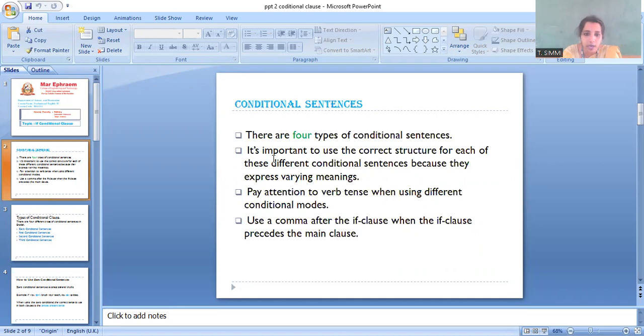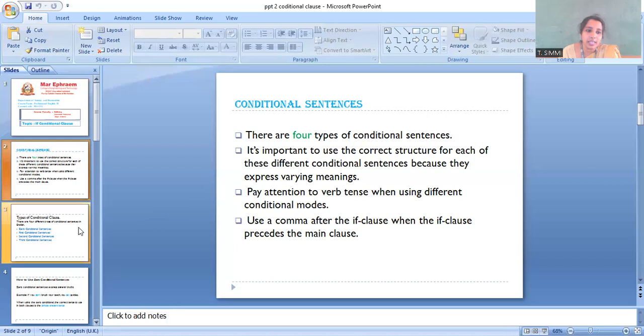If I study well, what is the verb here? That is study. Study is a verb. And if I studied well, I would. Okay, so there are some kinds of rules. Let me explain in the next slide. We have to pay more attention to the verb. Next, we have to put the comma properly. We have to use a comma after the if clause when the if clause precedes the main clause.